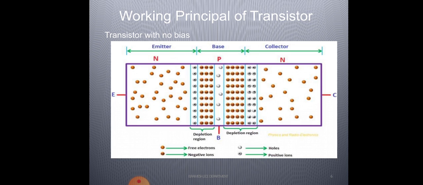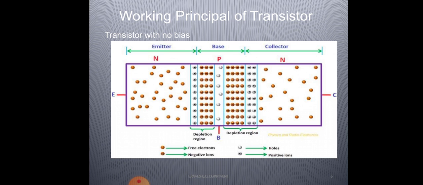Okay, so here it is represented with electrons and negative ions, holes and positive ions. So this is the internal structure of the NPN transistor. By seeing this figure, we can understand that the emitter region has more charge carriers, more electrons, and the collector region has fewer electrons compared to the emitter.